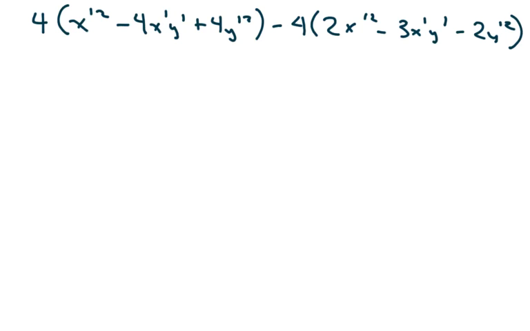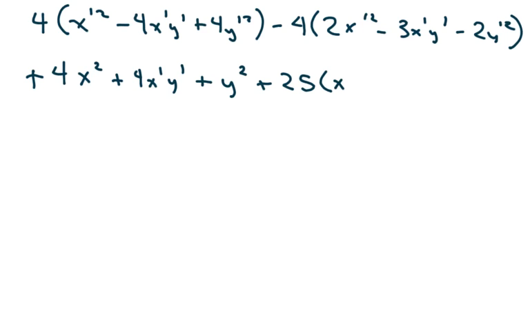Okay? Plus 4x prime squared plus 4x prime y prime plus y prime squared, plus 25x prime minus 2y prime equals negative 25. Remember I told you that was 25. Now, what you need to do is distribute all this and cancel things out. And when you do all that, and I already did that, because it's just going to get confusing here, you're going to get this.